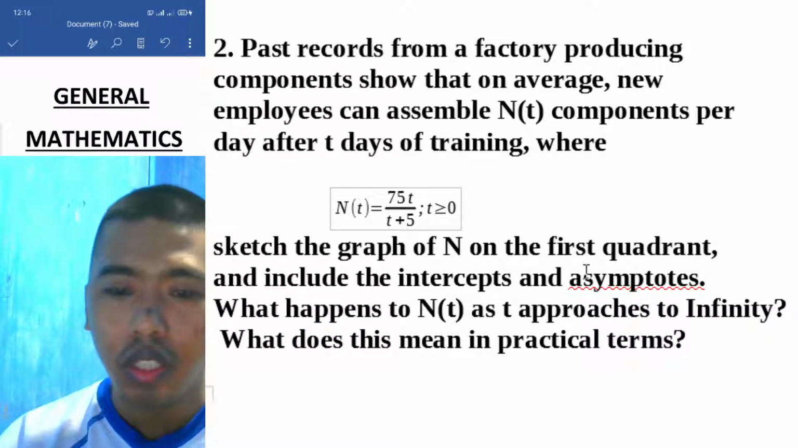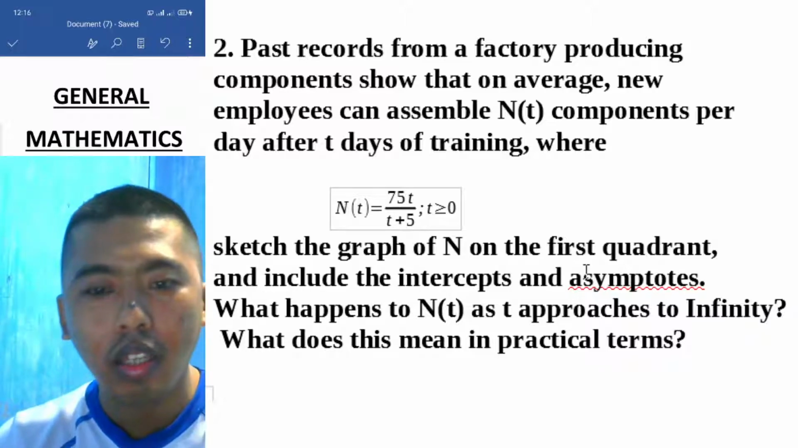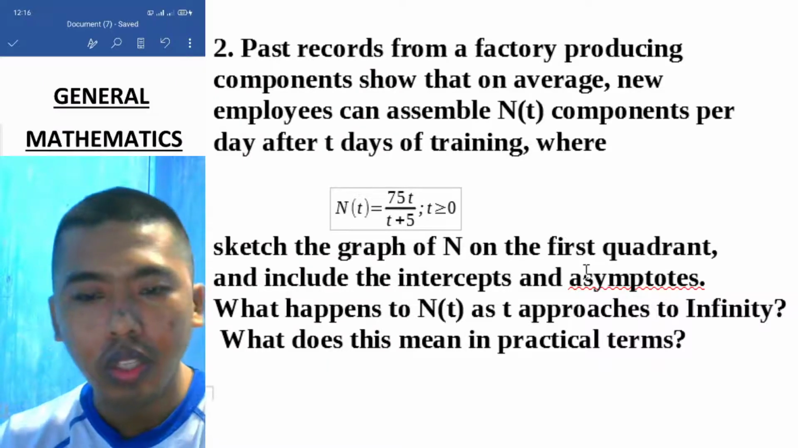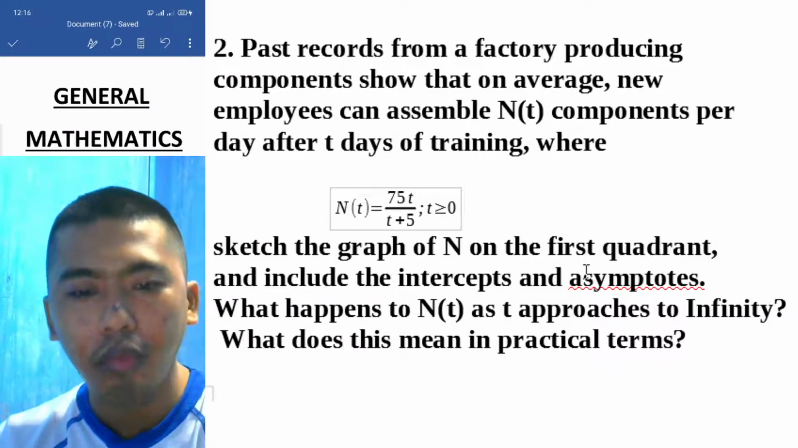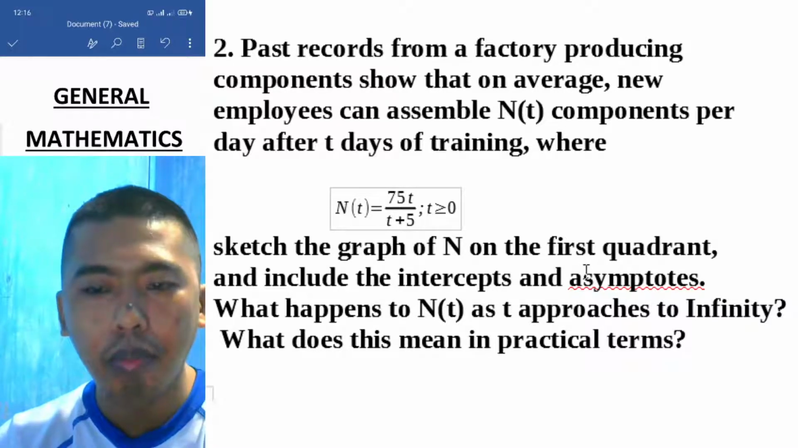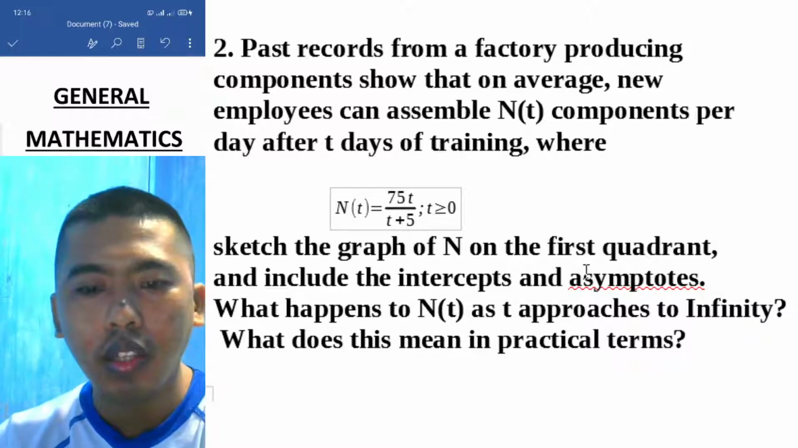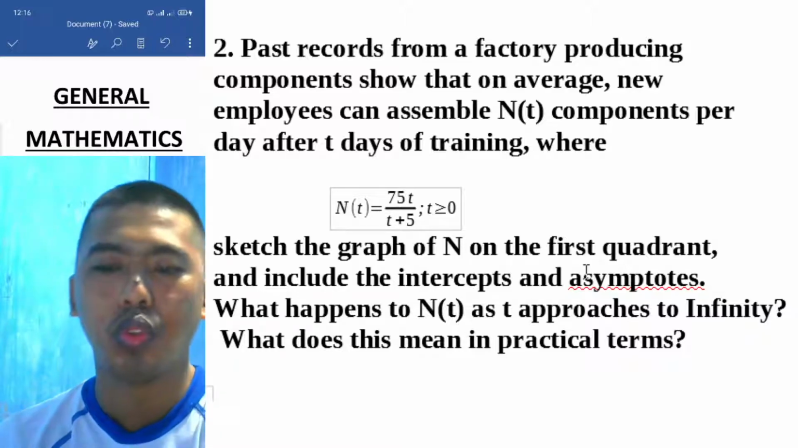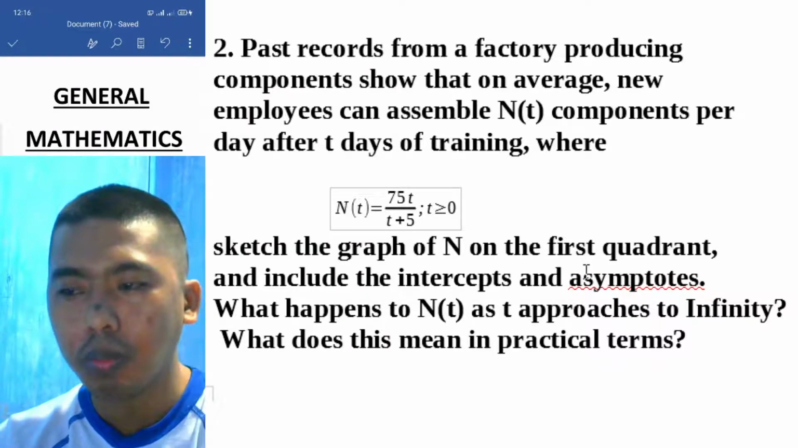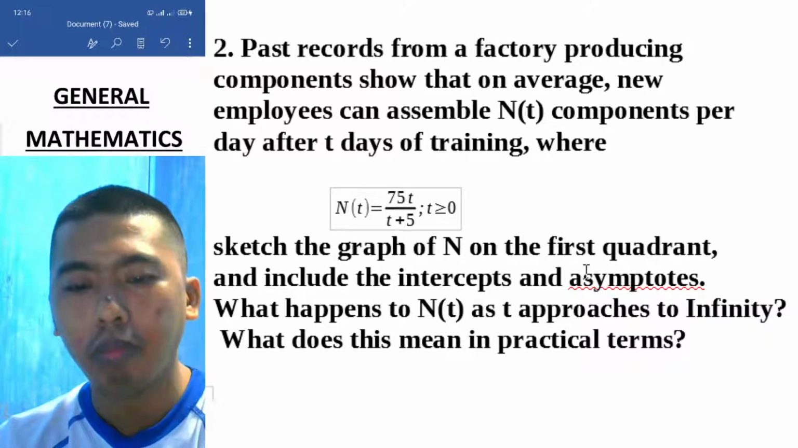Now sketch the graph of n on the first quadrant and include the intercepts and asymptotes. Now here is the additional question after the graphing. What happens to n of t as t approaches infinity? Okay, now what does this mean in practical terms? So you can use your own words, guys, to explain what it means in practical terms.